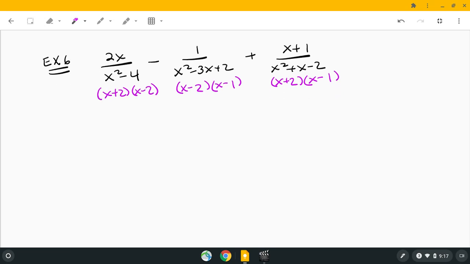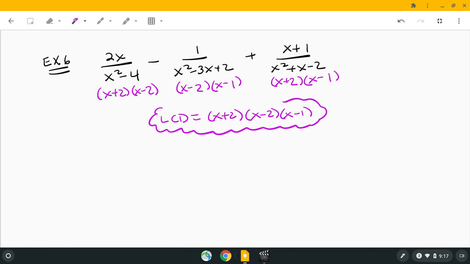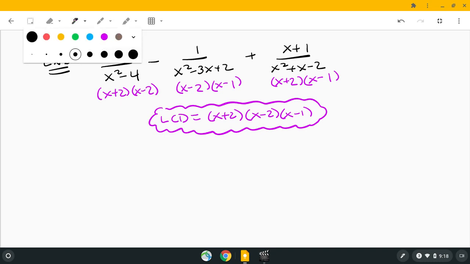What is our LCD going to be? Our LCD. I see an x plus 2. I see an x minus 2. I see an x minus 1. Okay. And I think that's everybody. No exponents. So no exponents in our denominator. So no exponents in our LCD. Okay. I don't see any repeated multiplications. Okay. All right. So let's go ahead and figure out what we need to multiply each one by.